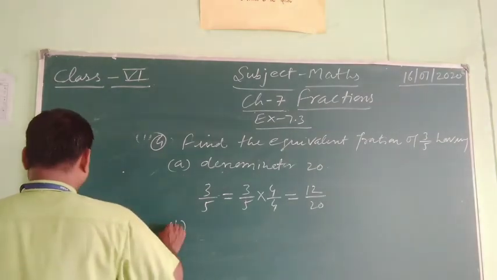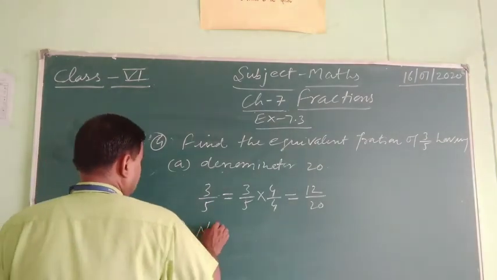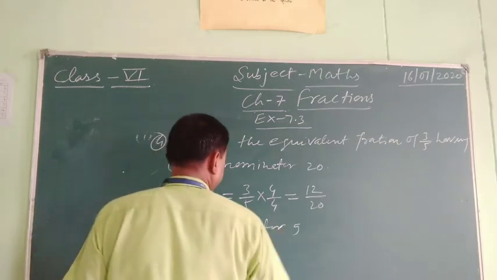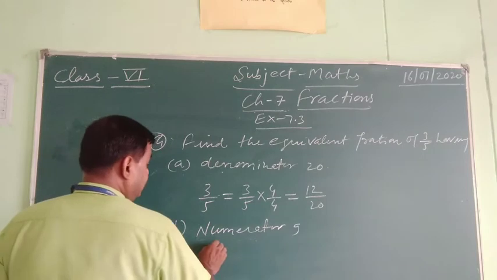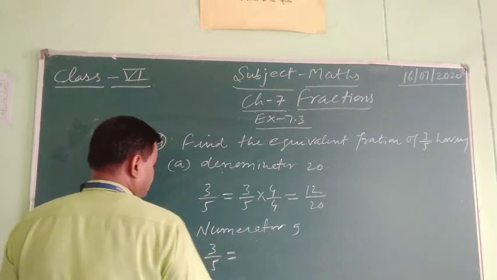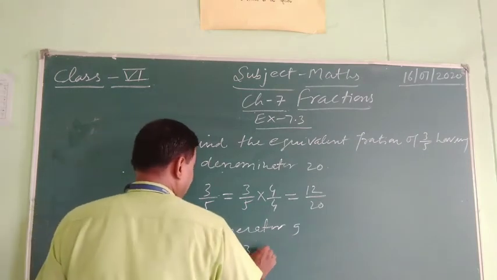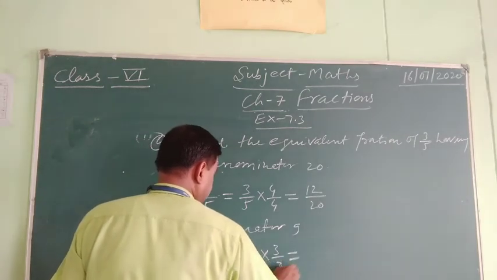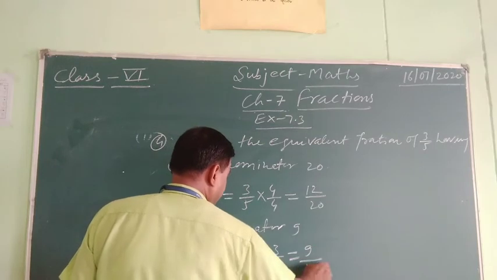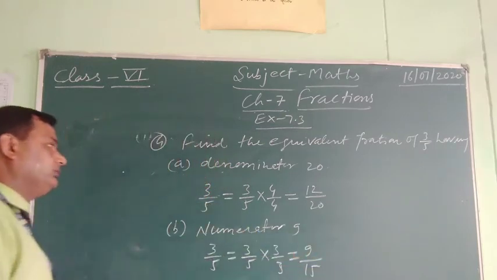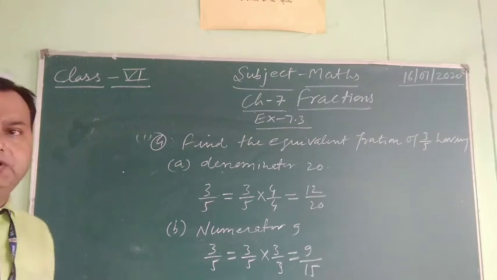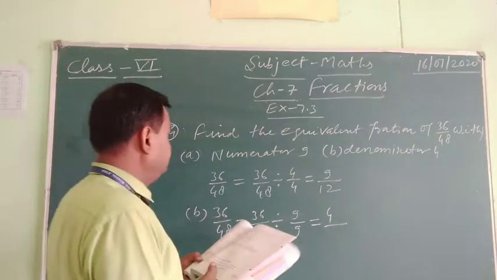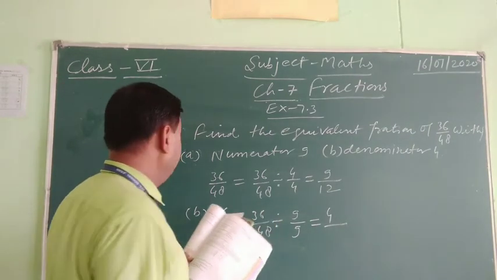B part, numerator 9. So we can write 3 upon 5 equal to 3 upon 5 multiplied by 3 upon 3. 3 3s are 9, 5 3s are 15. So 9 upon 15 is the equivalent fraction of 3 upon 5. Now question number 5.